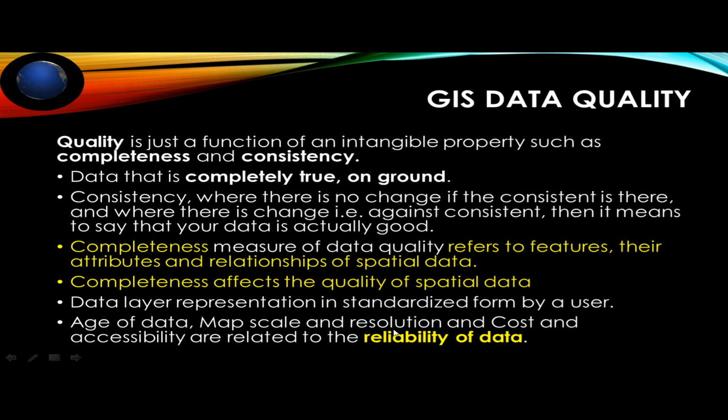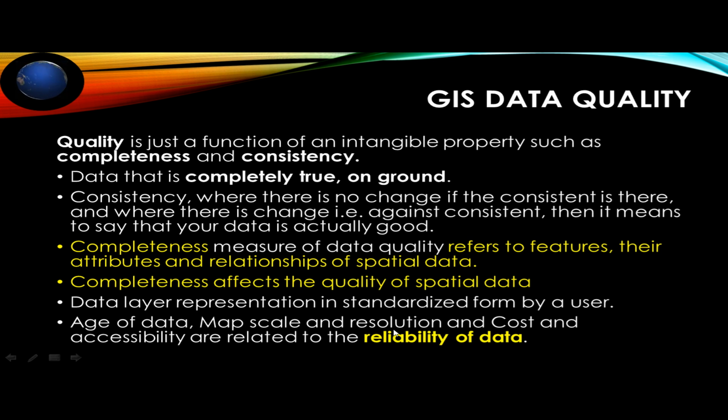GIS data quality is a function of intangible properties such as completeness and consistency. Completeness means how completely the data speaks about the reality on the ground. What the GIS software is capturing and what is really existing on the ground is the completeness of GIS data quality.